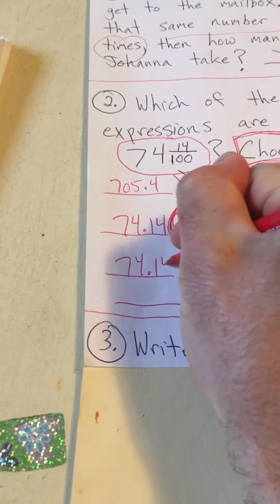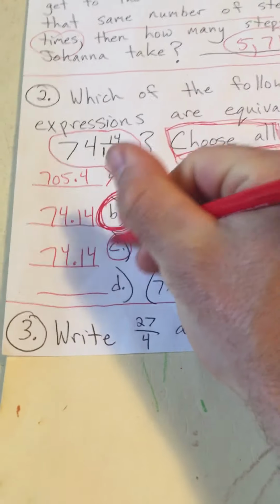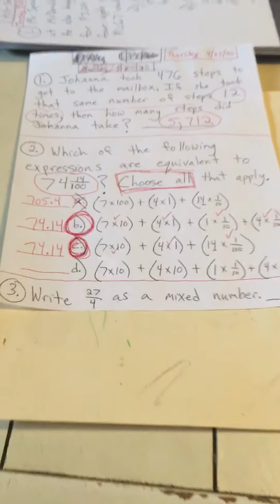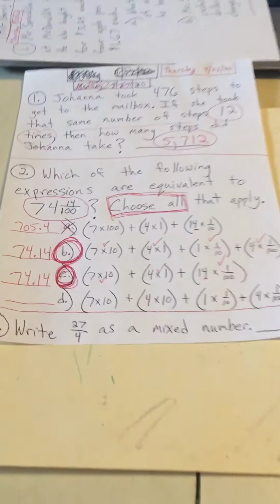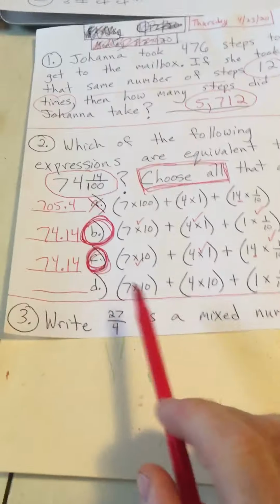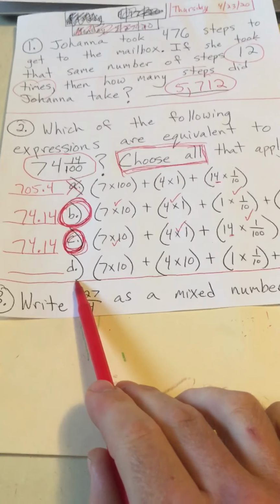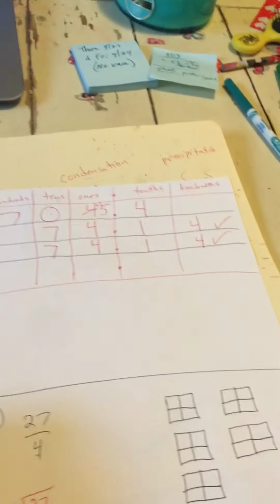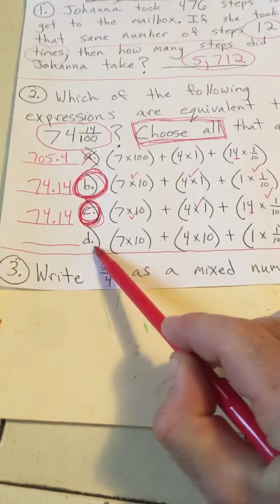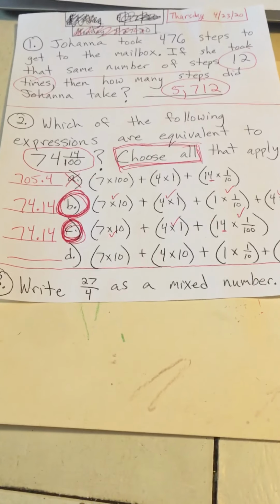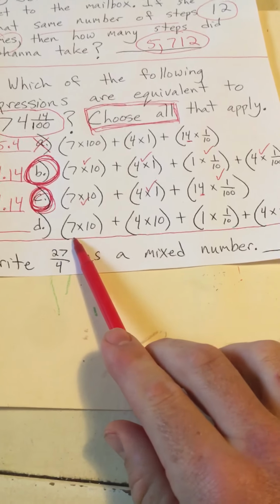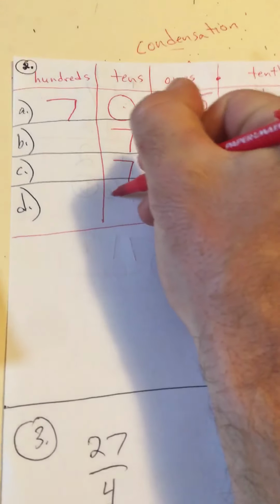74 and 14/100ths. So far, we have B and C are correct, but it says choose all that apply. It doesn't tell us that there's 2 right, so there might be 3 right. We got to check it carefully. Let's go to D. Last one. We're almost done. But think about all the work we did up to this point. If you don't do the same thing for D, you're just throwing this problem away because you don't know for a fact whether this one's right or not. So 7 times 10 would be a 7 in the tens place.